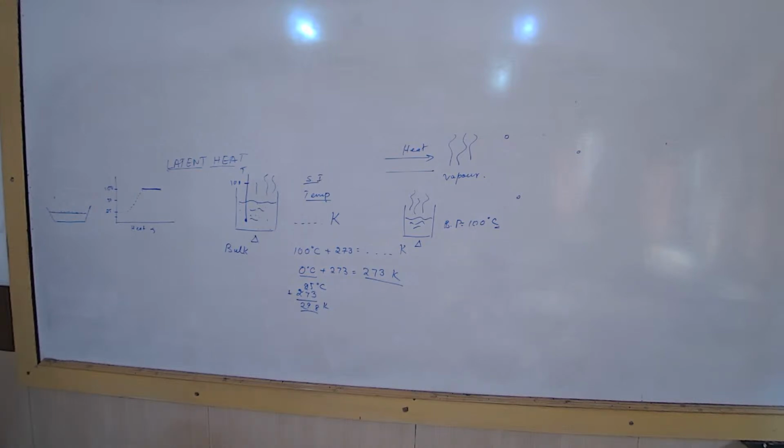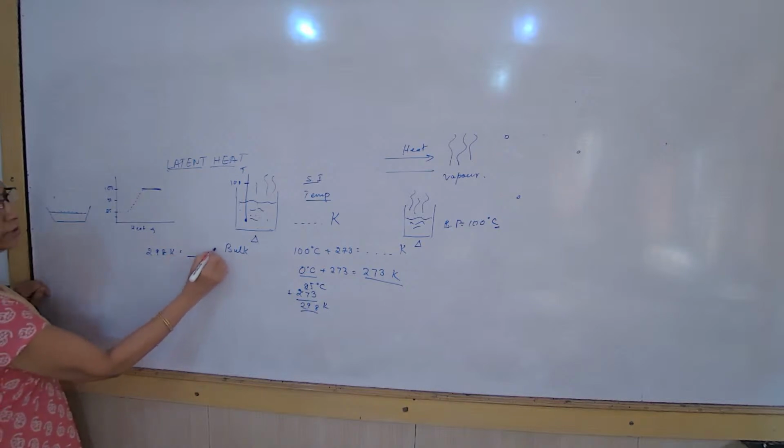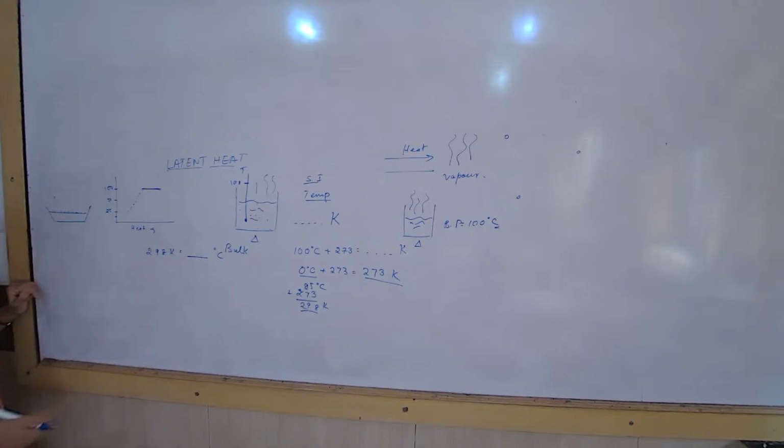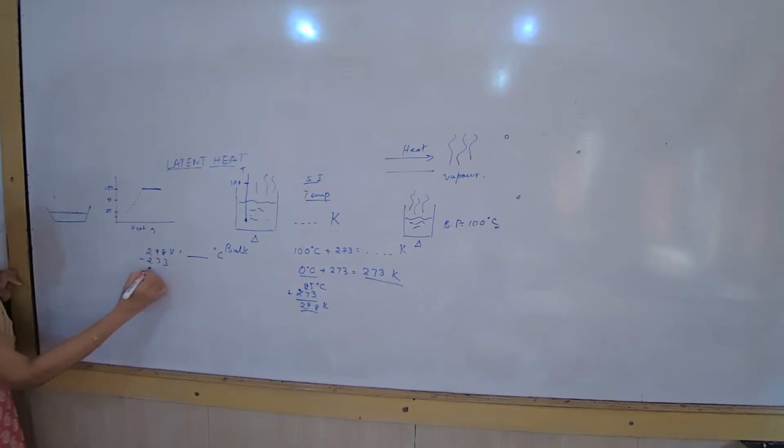273. 100 is the boiling point in degrees Celsius. Now suppose I am giving you 298 K and I want you to convert it into degrees Celsius. What will you do? Will you add or subtract? You have to subtract 273. Otherwise your answer will be incorrect.